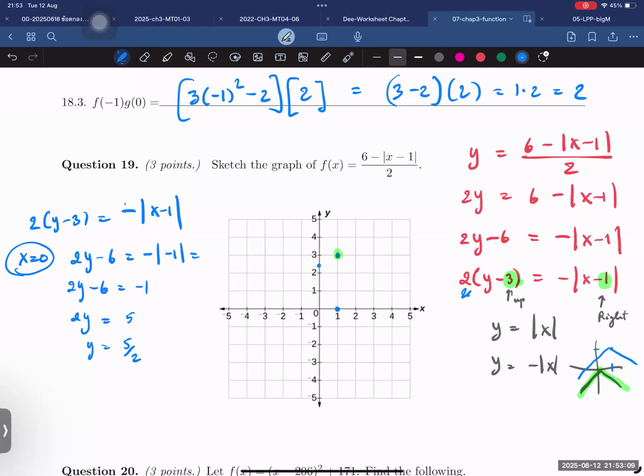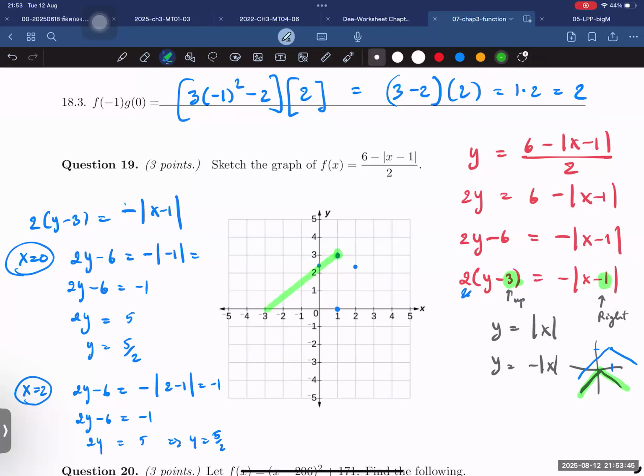And when x is 2, we got 2y minus 6 equal to minus of absolute value of 2 minus 1. So it's going to be negative 1 again. So 2y minus 6 equal to minus 1. So 2y equal to 5. So again, y is 2.5. Therefore, when x is 2, we got this. Therefore, the graph should be like this.